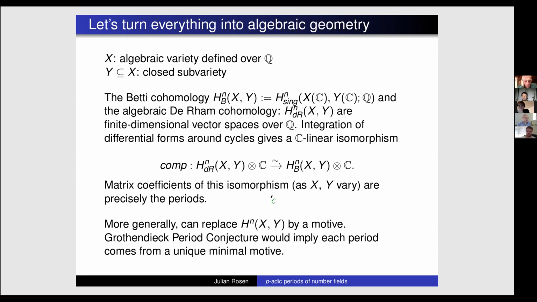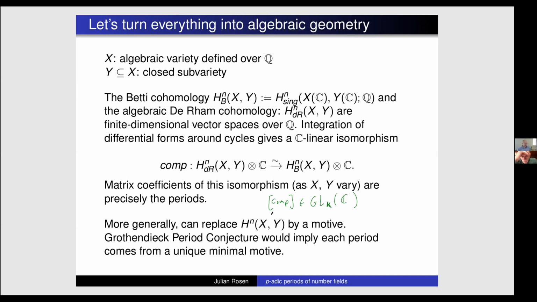So we can really think of comp as being represented by a matrix that lives in some GL_K, where K is the dimension. These vector spaces always have the same dimension. So we can think of the comparison map as being a matrix. Of course, the matrix itself depends on a choice of basis, but the Q span, for example, of the matrix entries is independent of a choice of basis. So you really do get a well-defined space of periods coming from this setting.